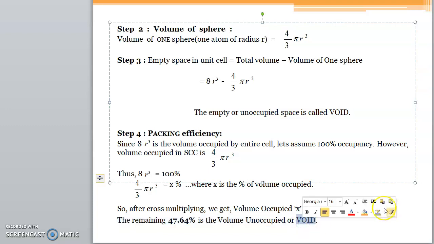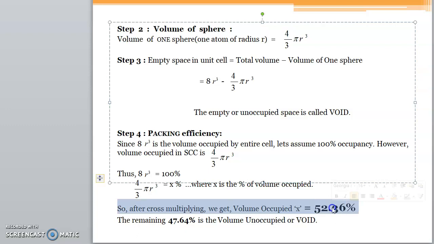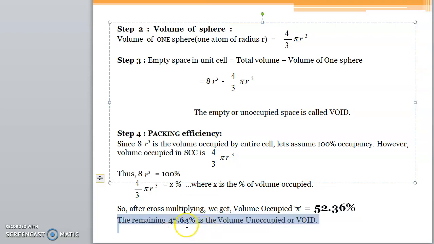So you can imagine, my dear students, almost 50% of the space in SCC is unoccupied. That's why the SCC type of unit cell is not very strong, because there is a lot of unoccupied space in it. This number you'll have to keep in mind. The packing efficiency for SCC is 52.36%, a potential MCQ type of question. And the remaining is 47.64%. How will you find the remaining? You just have to subtract 52.36 from 100.